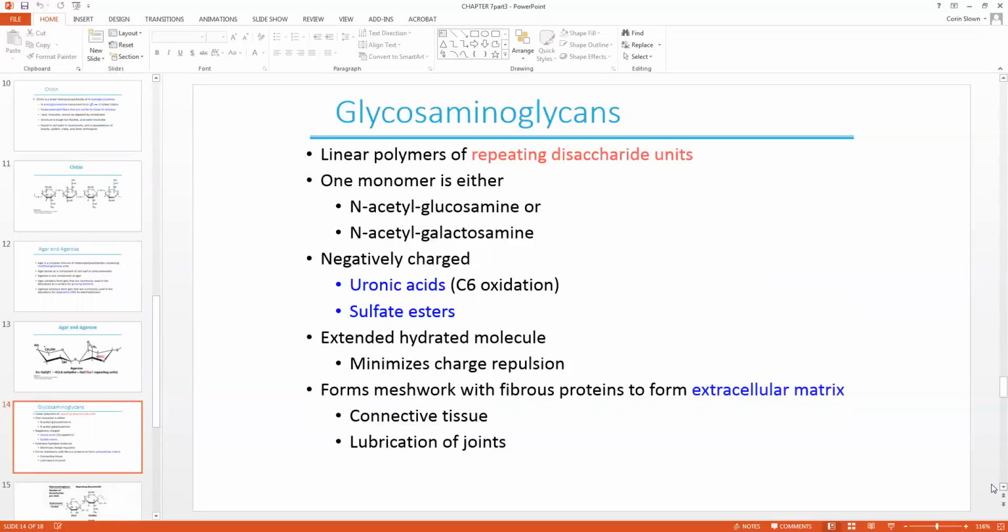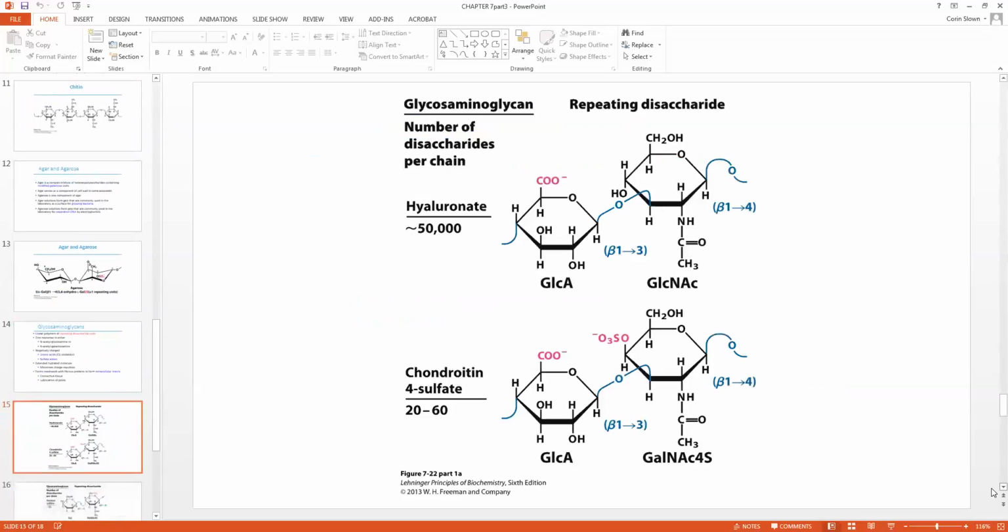And then glycosaminoglycans are linear polymers of repeating disaccharide units. One is typically N-acetylglucosamine or N-acetylgalactosamine. They're typically negatively charged either because of the uronic acids at the C6 oxidation or because of sulfate esters. And they are extended hydrated molecules, so this tends to minimize charge repulsion, and they form this beautiful meshwork with fibrous proteins, making up extracellular matrices. So we see these in connective tissues or in the lubrication of joints.